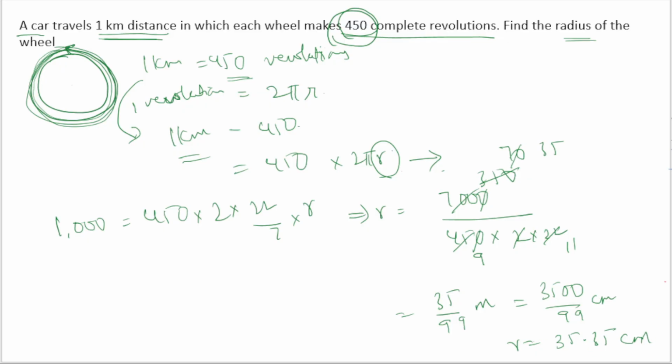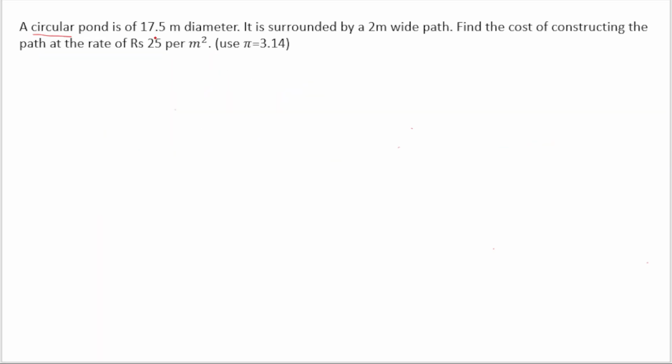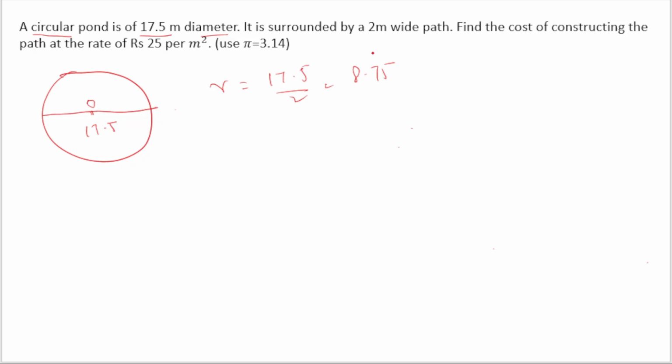Next question. A circular pond is of 17.5 meters diameter. This is a circular pond and the diameter of this is 17.5. This is the center. The diameter is 17.5. What is the radius here? It is diameter divided by 2. It is 8.75 is the radius of the pond.